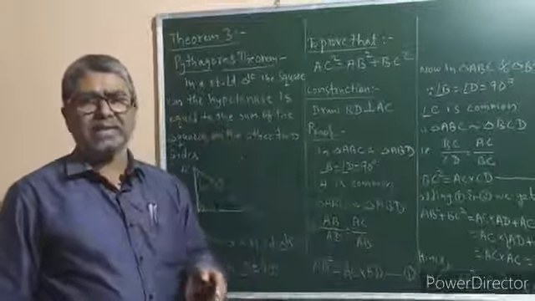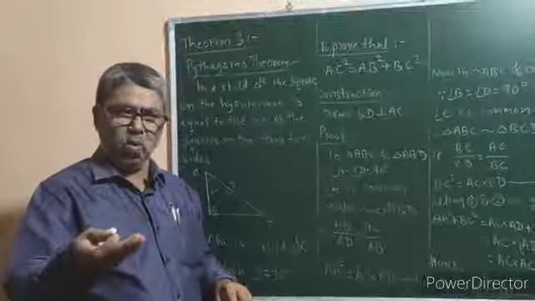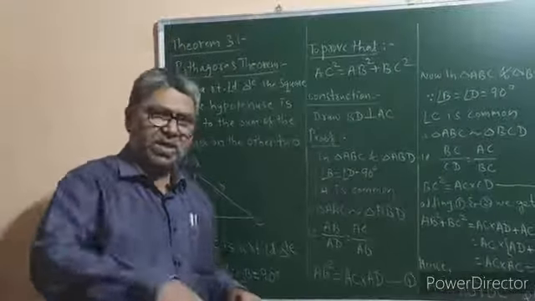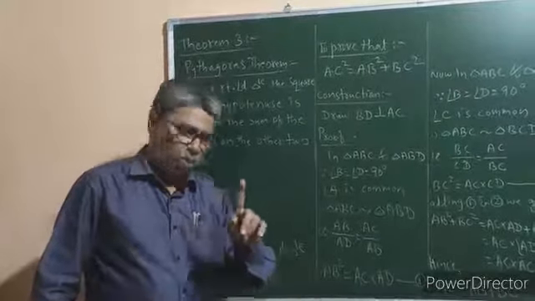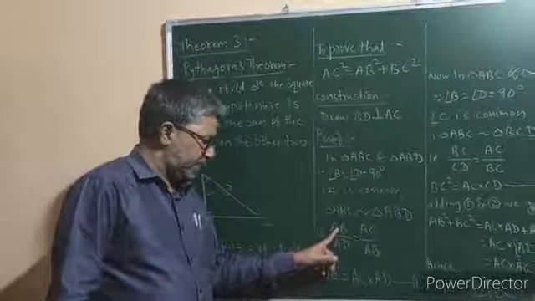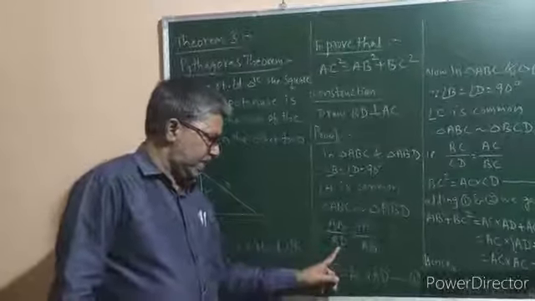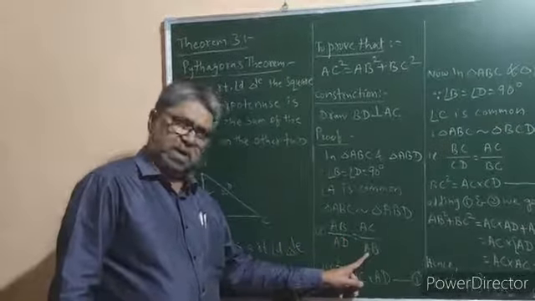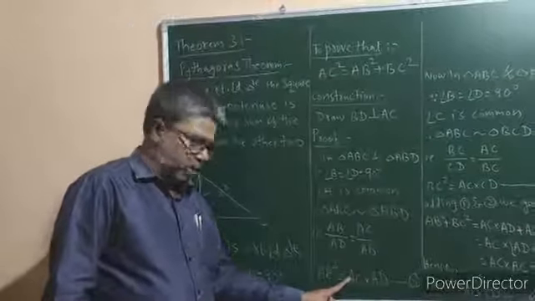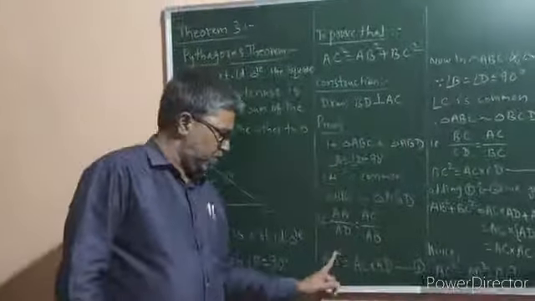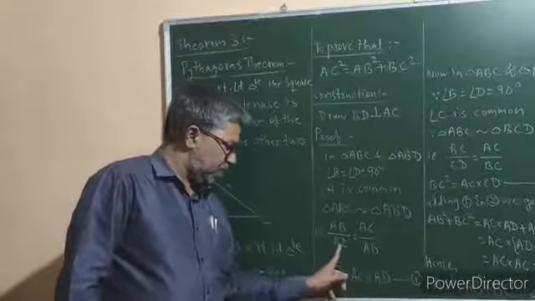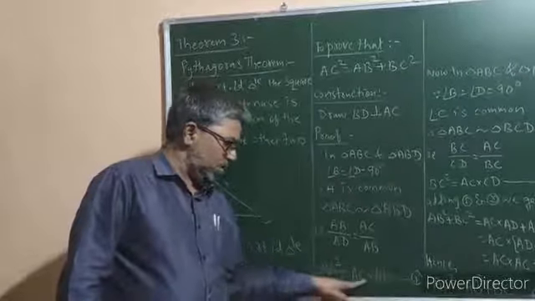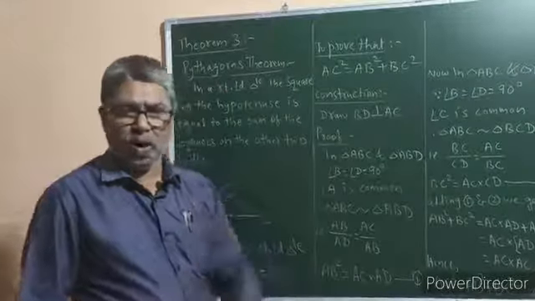If the two triangles are similar, then according to the definition of similarity of triangles, their corresponding sides are in proportion. So AB upon AD is equal to AC upon AB. Now by cross multiplication, AD into AB will be AB square is equal to AC multiplied by AD. Call this equation number 1.